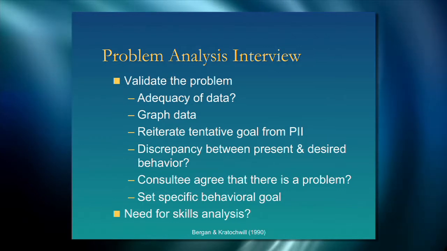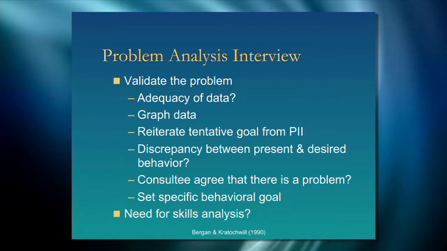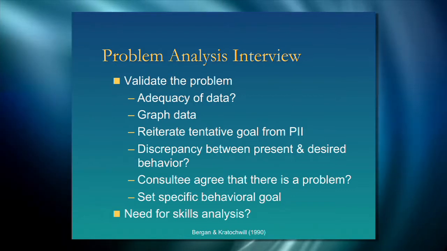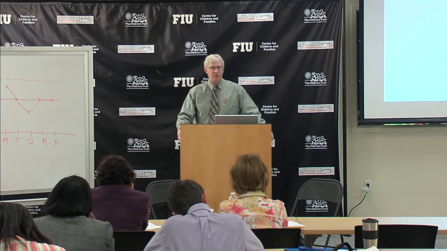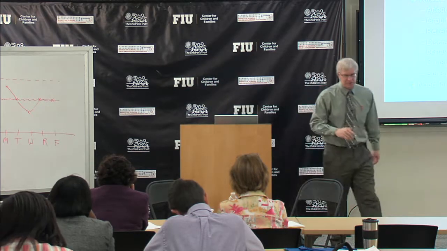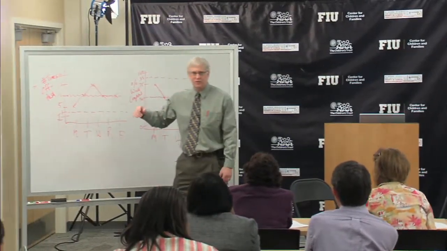The data are best viewed in graphic form. And I have a couple of examples here that actually we're going to use as the case example in a few minutes, where you're plotting the data across time, and you're looking for a pattern, you're looking for consistency, and seeing how much it differs from the first goal that was identified in the PII. So in other words, let me just use these data as an example. This isn't Jimmy's case. This is the other case example that we're going to walk through.